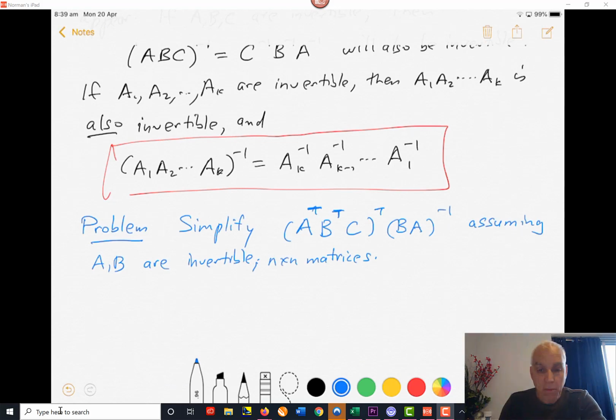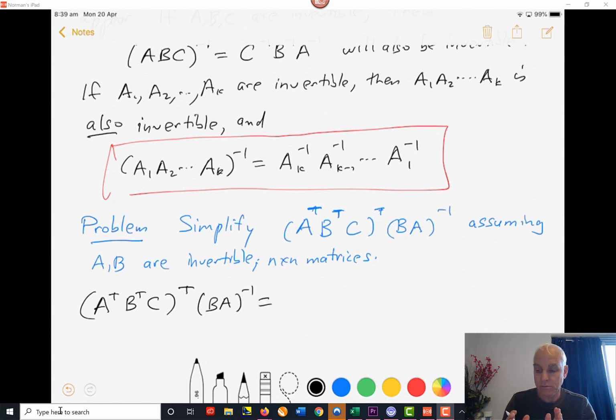All right, so here's a little problem. Simplify the following formidable looking expression. We have here (A transpose B transpose C) all transposed, and we're multiplying it by (BA) inverse. And we're assuming that A, B are invertible and that all the matrices are n by n matrices. Okay, so let's have a look. So we have (A transpose B transpose C) transpose times (BA) inverse. We have to simplify this.